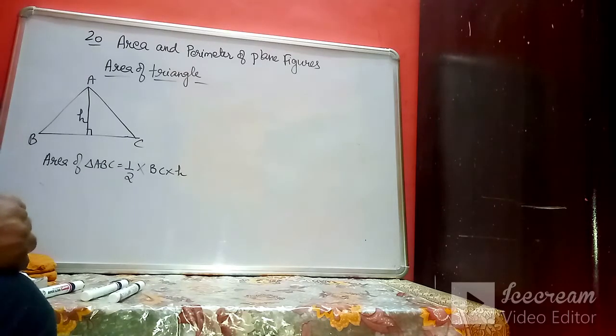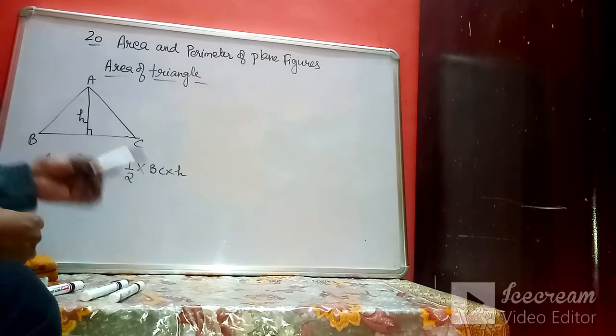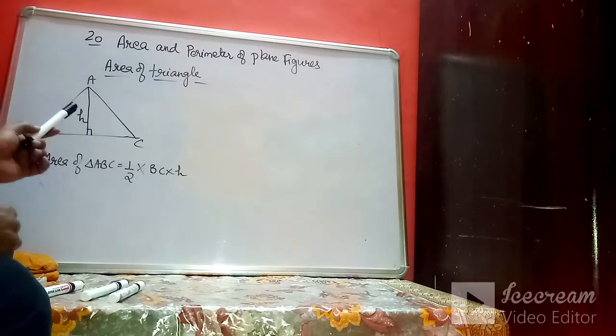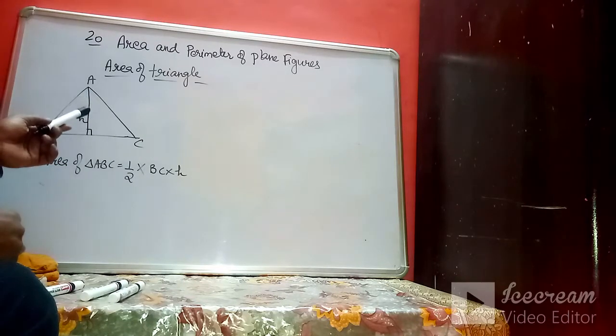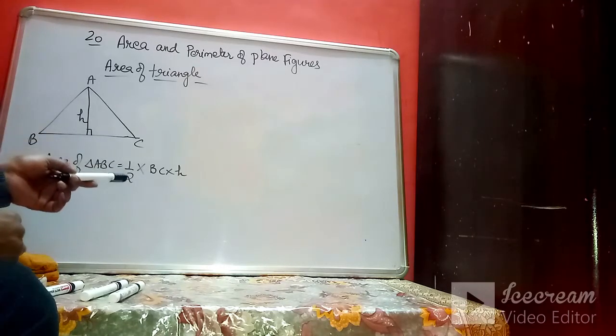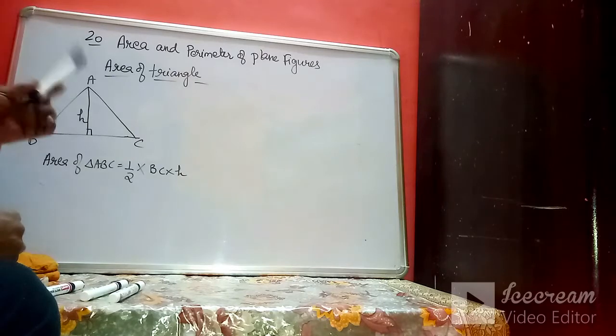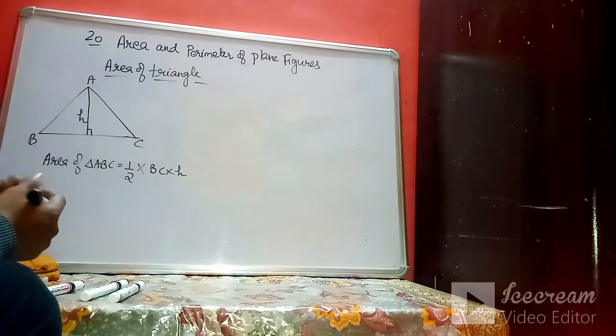Now, an important thing to know whenever we are using this formula: this base should be corresponding to this altitude. That means this altitude is dropped on BC. So for this we will take base as BC. Okay, you cannot take base as AC. So this is one of the formulas.